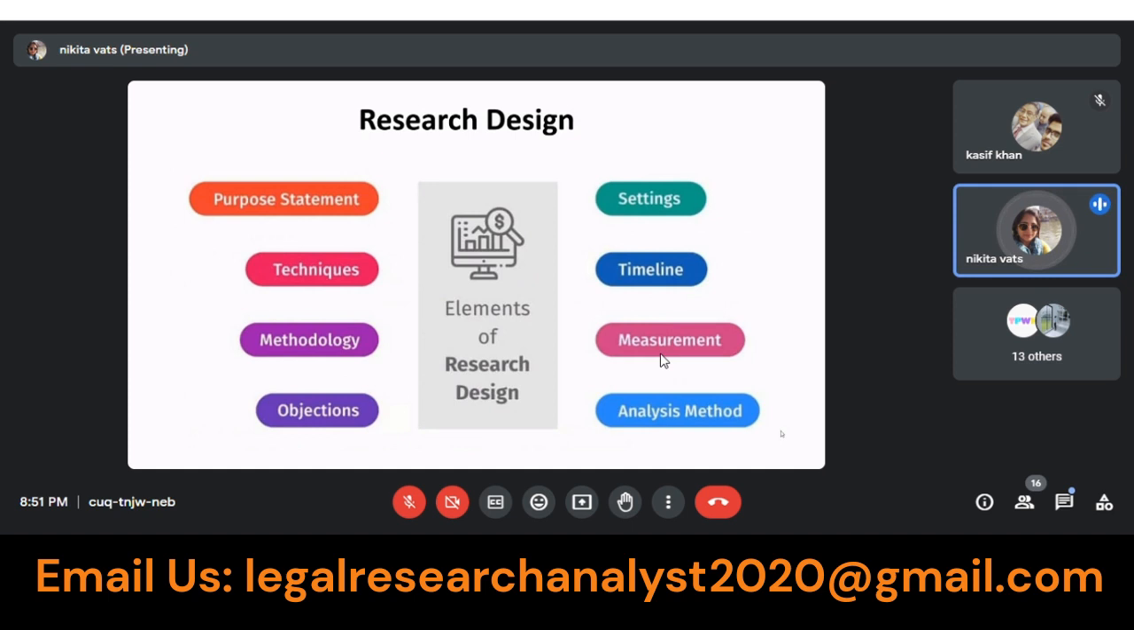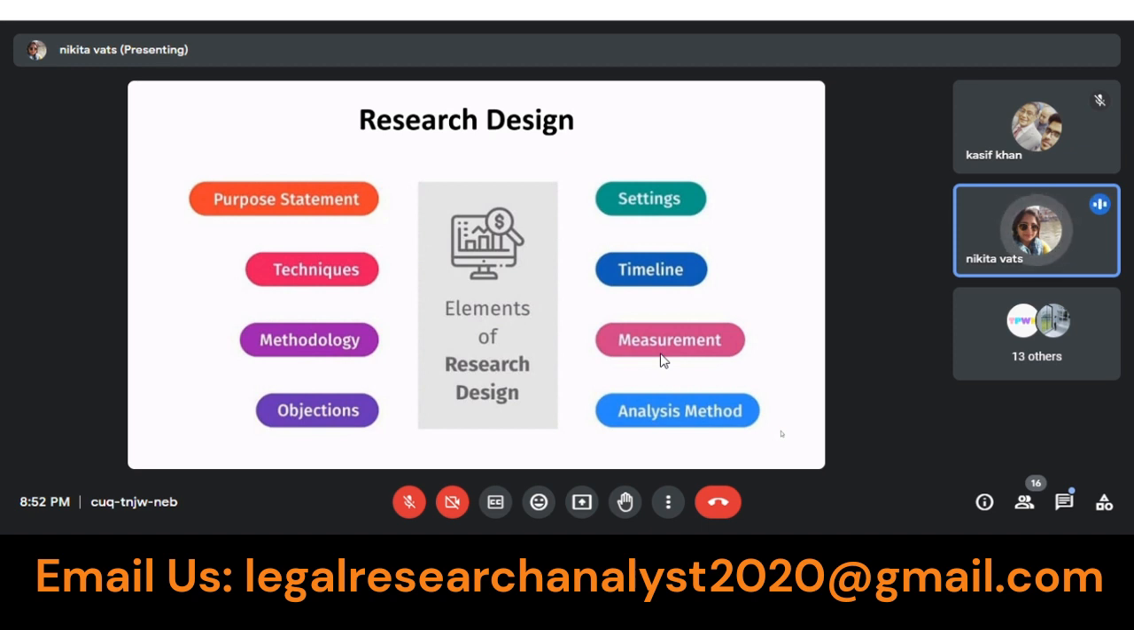So a research design, when you start researching, it should have these following things. First of all, a purpose statement, what exactly you want to do. Like, you have almost all shared your research topics with me, so that is your purpose statement, what you want to do. The technique, we'll be talking about the technique and methodology. Objectives also, you should know what exactly you want to know. Then settings, timeline, measurement, and analysis method.